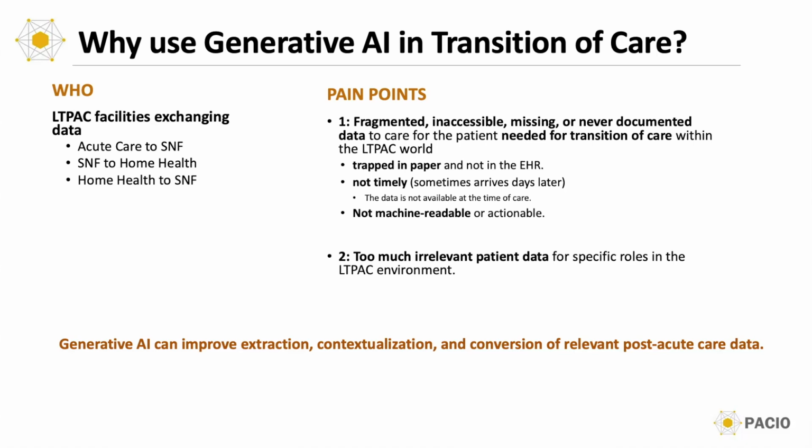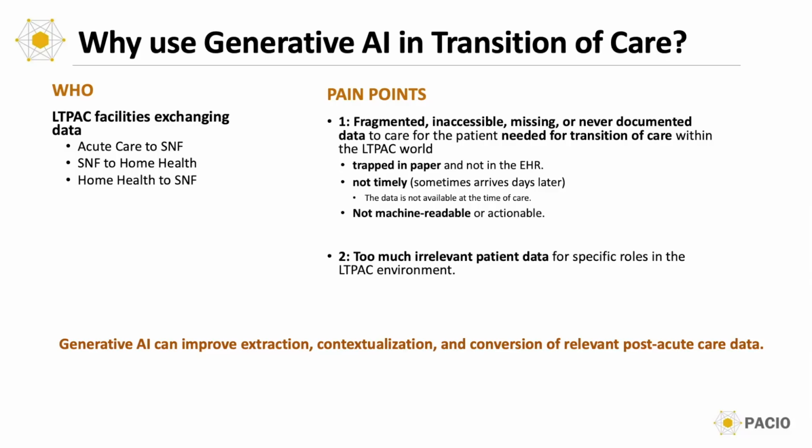home health to SNF. As you may know very well, a lot of the post-acute care environments are still very much in a world where the data is fragmented, inaccessible, potentially never documented, definitely trapped in paper for a lot of it. Sometimes it's not timely. We heard earlier the NCQA person that had measures, right, for transitions of care that may put some dates on it. So, these are still pain points.